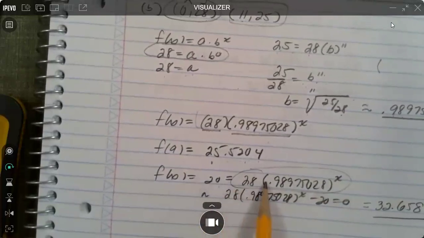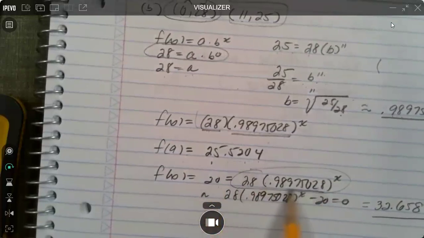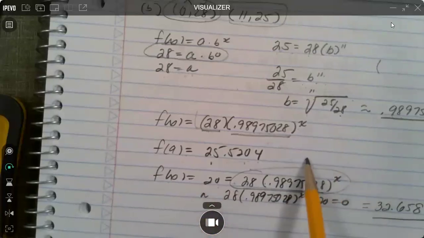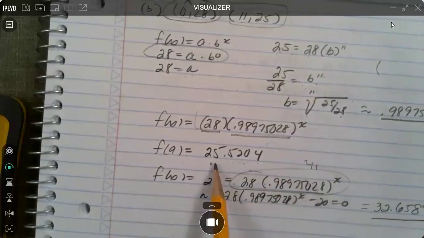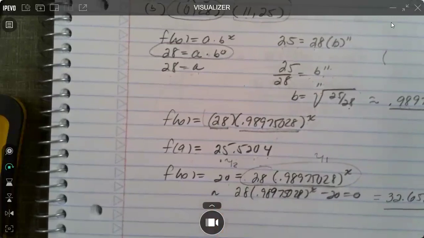Now over here, I was asking you for what value of x does this function equal 20. So I'm going to set the output equal to the output. So I'm going to set this function I have, the a, the b to the x, equal to 20. So remember, you always have 2 options. You can put this side into y1 and this side into y2 in your calculator and calculate the intersection, or you can set it to 0. So what I'll do is I'll set it to 0 this time.